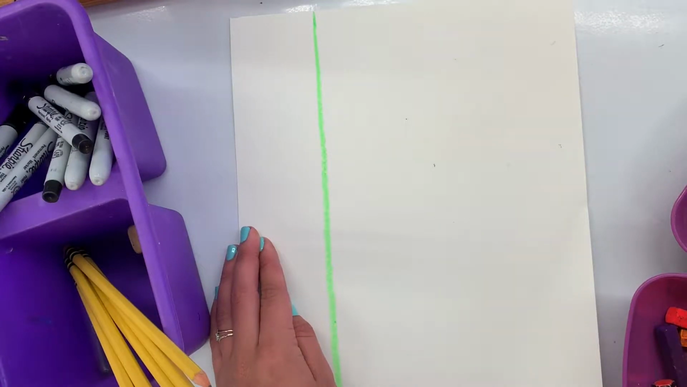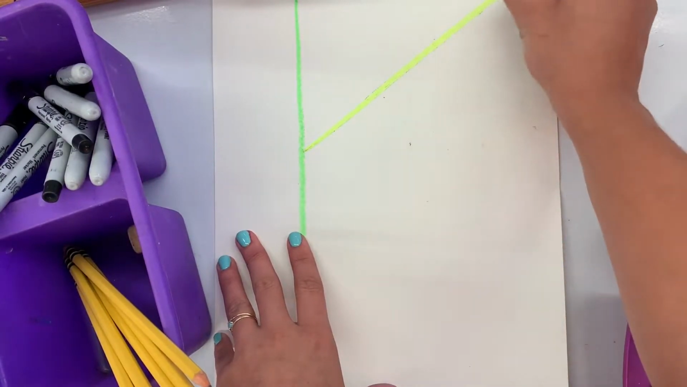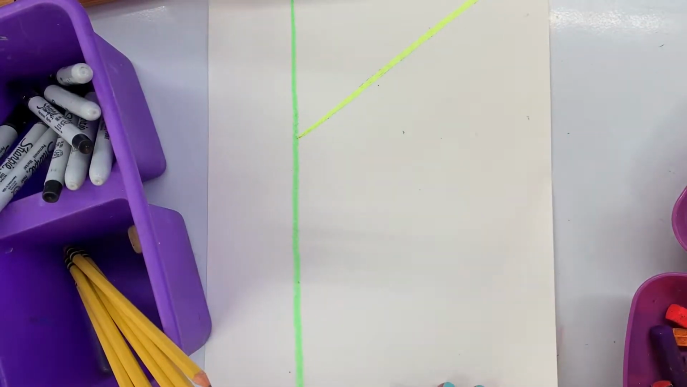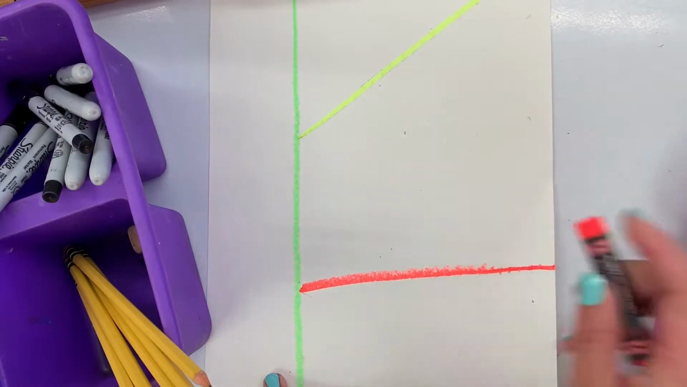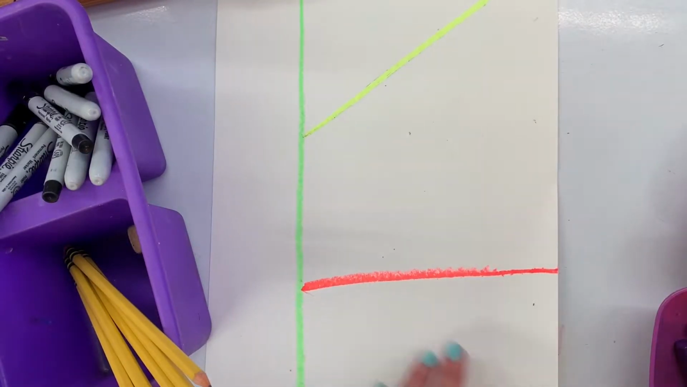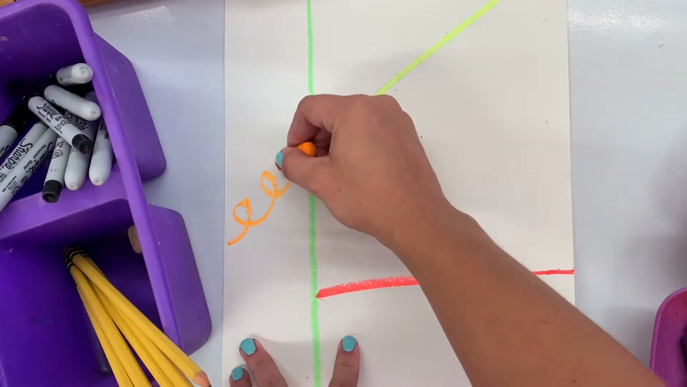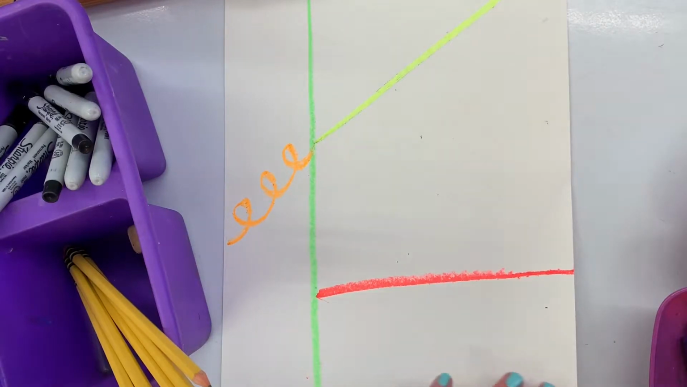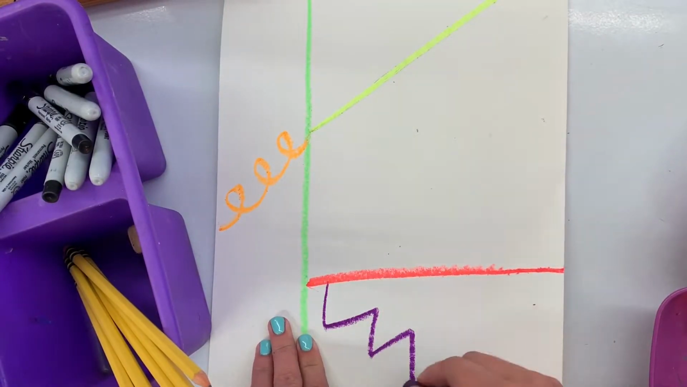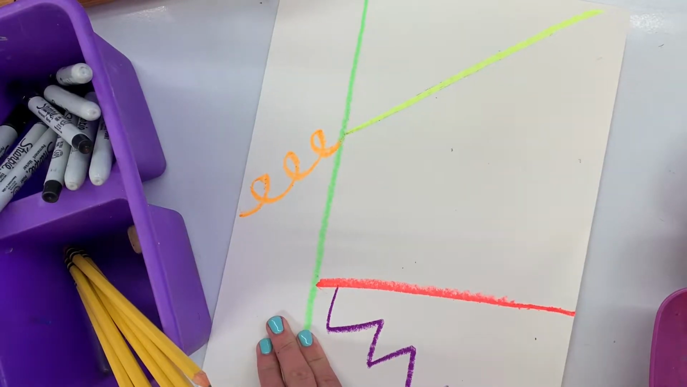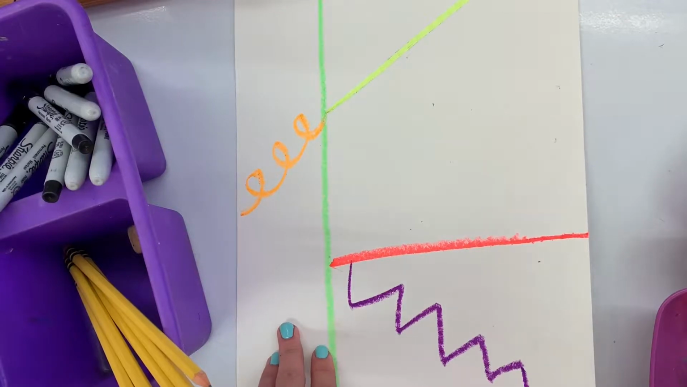So I'm going to start out by making a vertical line. That's one that goes straight up and down. Then I'm going to draw a diagonal line. Every time I draw a line, I'm switching my color, and then I draw a horizontal line. That's the one that goes across the page. I'm switching my color every time I make a line. I decided I wanted to make a loop-de-loop or a curly line. Then I switched to a zigzag line. Whatever lines you know how to make, you're going to be making them on your page today.